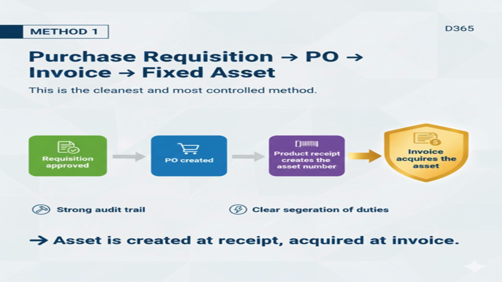Method 1. Purchase requisition, PO, invoice, fixed asset. This is the cleanest and most controlled method. The flow: requisition approved, PO created, product receipt creates the asset number, invoice acquires the asset. Why does MB-310 love this? Strong audit trail, clear segregation of duties. Exam line to remember: asset is created at receipt, acquired at invoice.